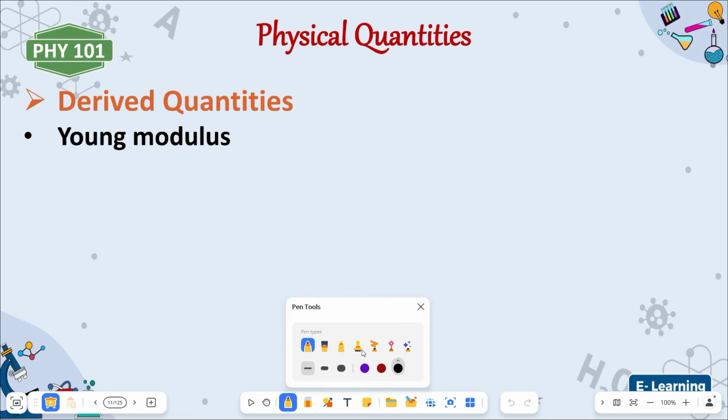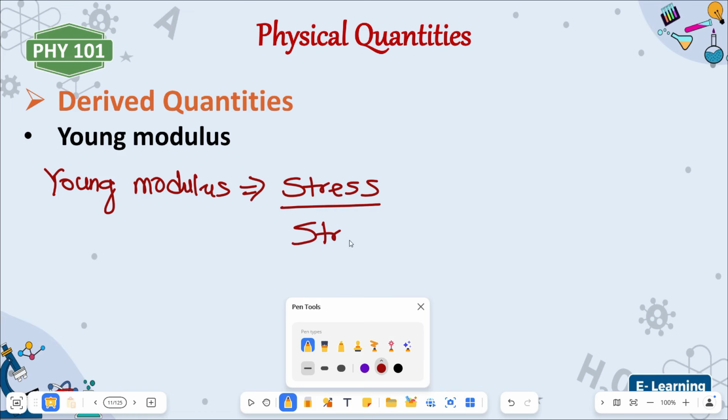Let's look at another one, Young modulus. That's the only thing we have on this slide. Now, my dear student, what is Young modulus? What is Young modulus? Young modulus is the ratio of stress to strain. All right? Ratio of stress to strain.